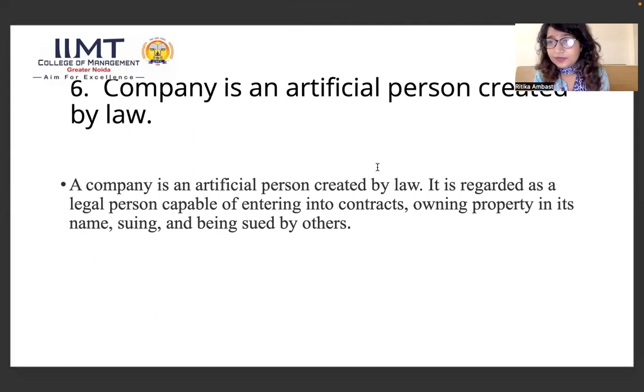In the definition on the first page, we discussed that the company is an artificial person, and it is also a very important characteristic or feature of a company. A company is an artificial person created by law. It is regarded as a legal person, capable of entering into contracts, owning property in its name, suing, and being sued by others. As the law treats it as a person, as a human being.